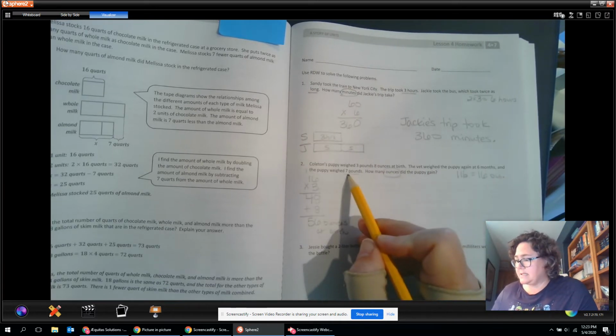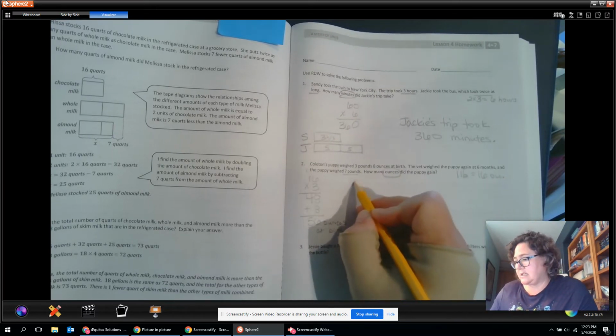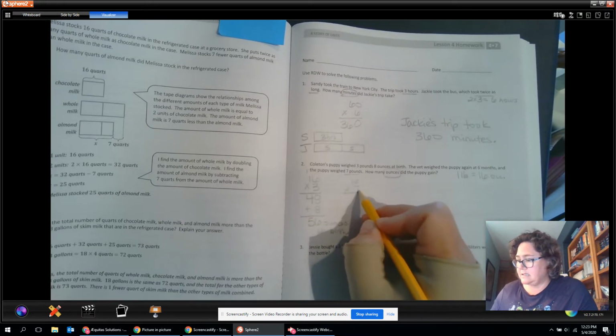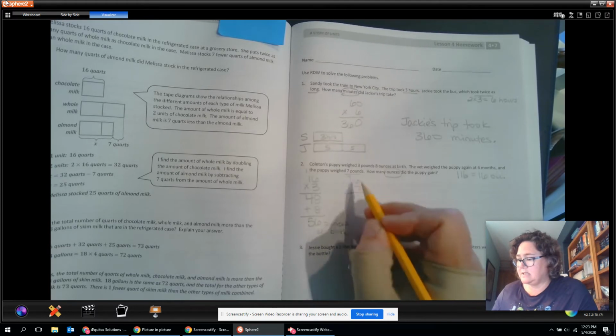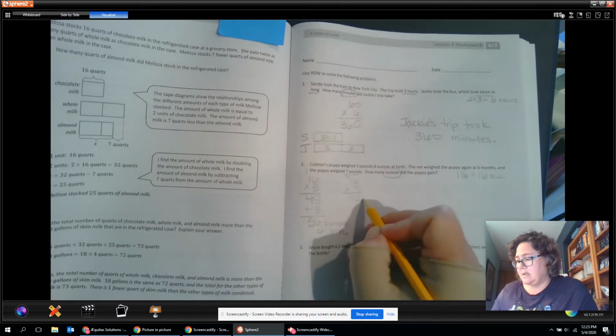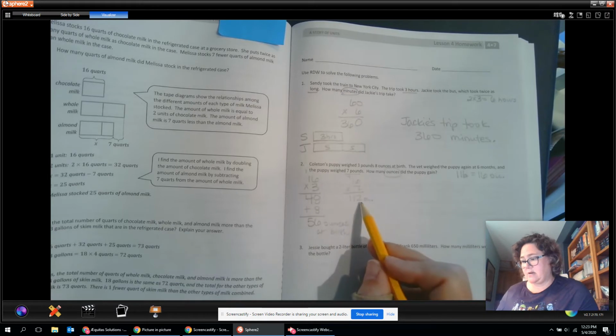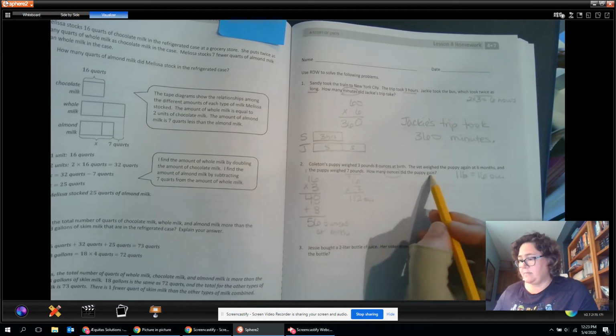But now the puppy's at 7 pounds, which is 16 ounces times 7. 6 times 7 is 42. Carry that 4. 1 times 7 is 7 plus 4. We're at 112. So now the puppy is bigger, right? It says, how many did the puppy gain?